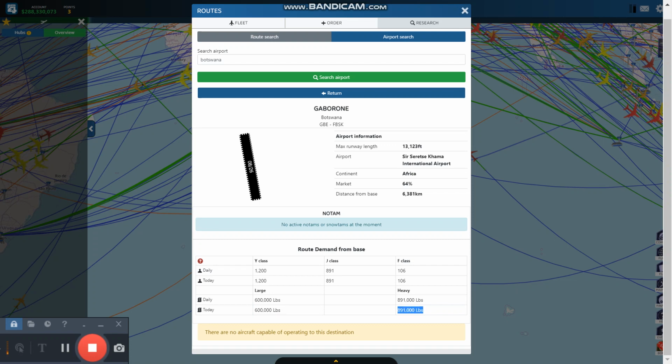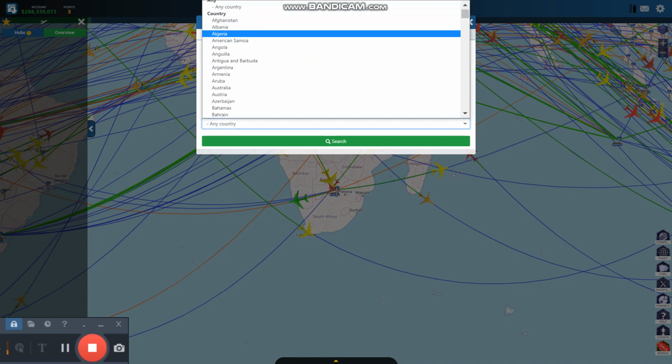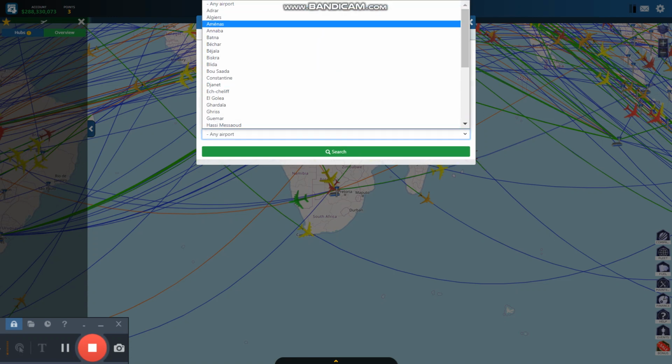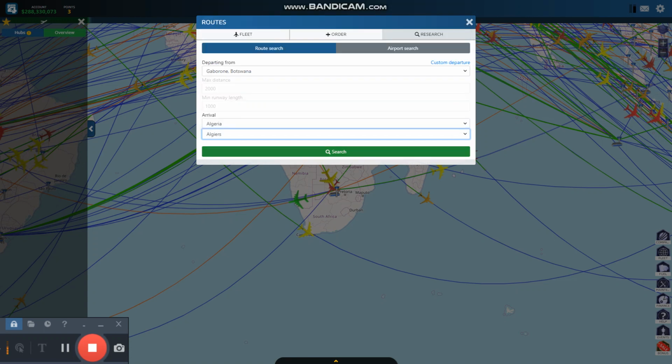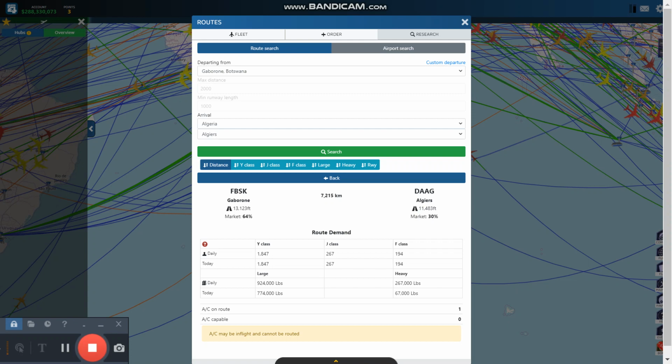So we're going to look up a route. I'm going to look up Botswana. We're going to go to Algeria. Now remember, it was 600,000 and 891. But now over here it says 924,000 and 267,000. They're different numbers. This is what I've already transported, so don't worry about that.